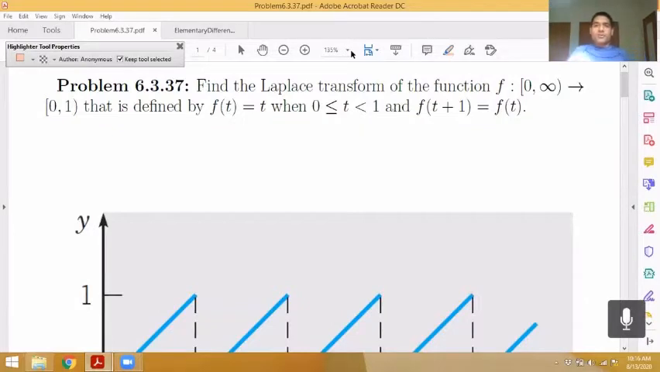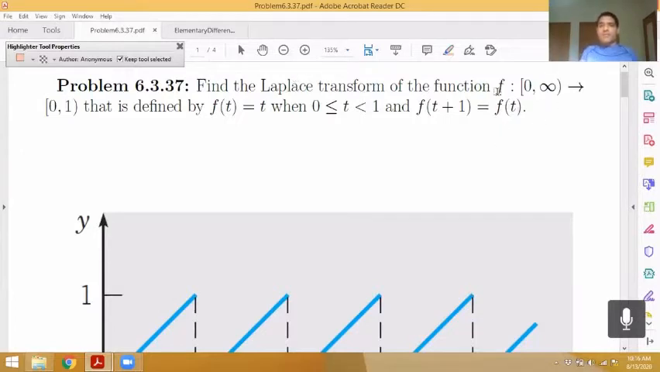Today we're going to do problem 37 from section 3 of chapter 6 of the 10th edition of Boyce and DiPrima. So for this problem, we want to calculate the Laplace transform of a periodic function.